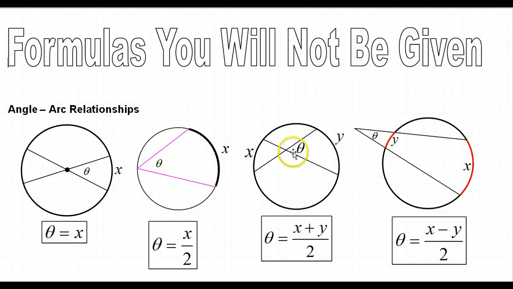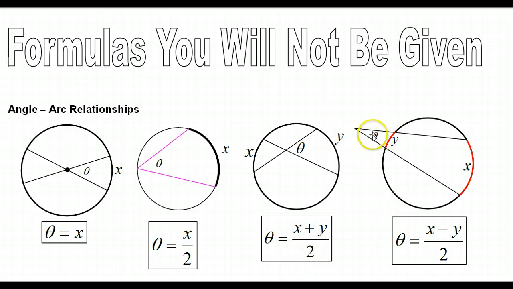When the angle is floating around here in the interior of the circle, we have to use the two intercepted arcs. So the angle is actually equal to the average of these two arcs. So of course that means we are going to add them and divide by 2. So angle equals arc plus arc divided by 2.